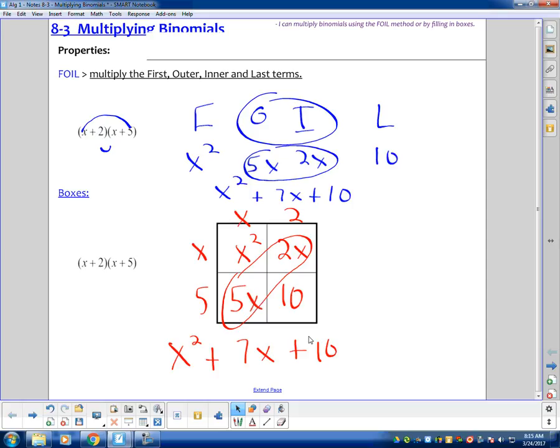Some students like this visual representation right here using the boxes. The boxes will work for any size polynomial times another polynomial. I'll show you what that looks like on the next page. And then others like to just do FOIL, do the multiplication in your head, and then write down the solution. It's just a way to make sure that you do each multiplication that you need to do.